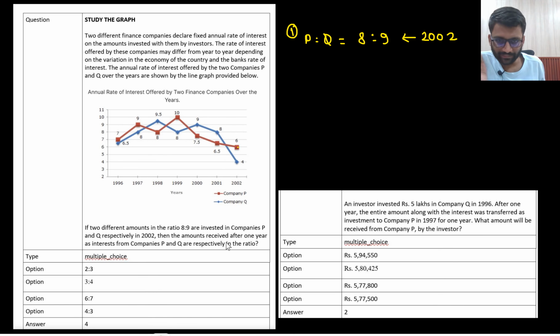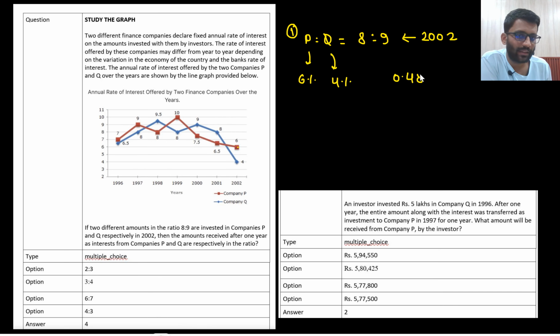Then the amounts received after 1 year as interest from company P and Q are respectively in the ratio. In the year 2002, company P is giving you 6% interest and Q is giving you 4% interest. If the guy invested 8 rupees at 6%, 6% of 8 would be 0.48 rupees. That would be the interest. And 4% of 9 would be 0.36. So this is the ratio, 4:3 is the answer.